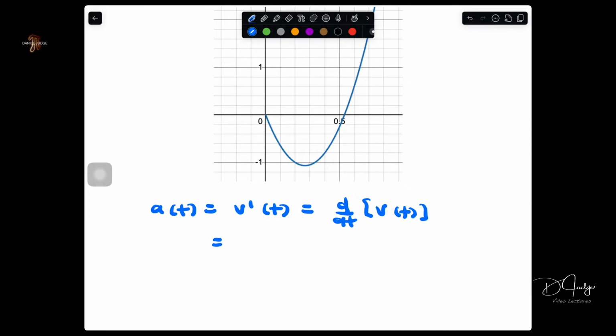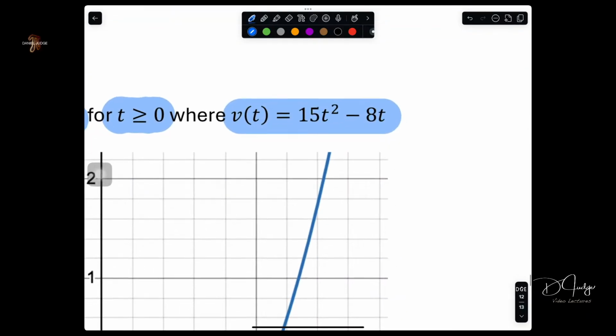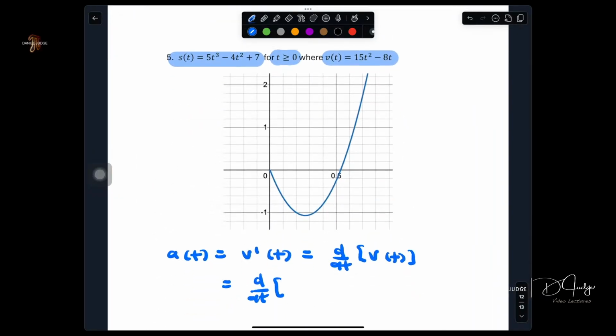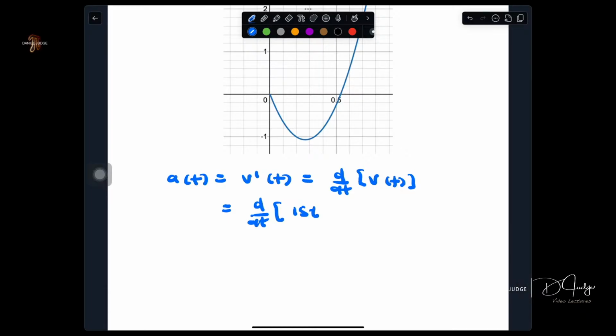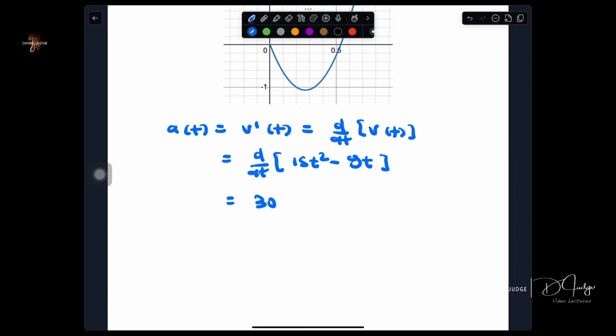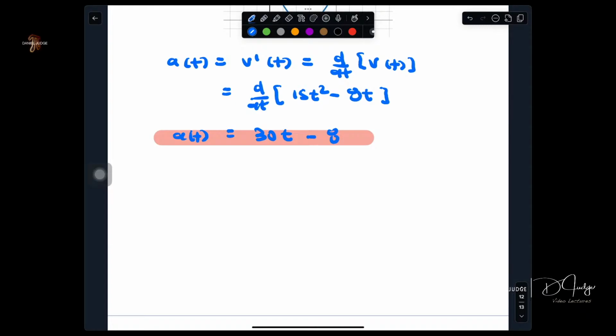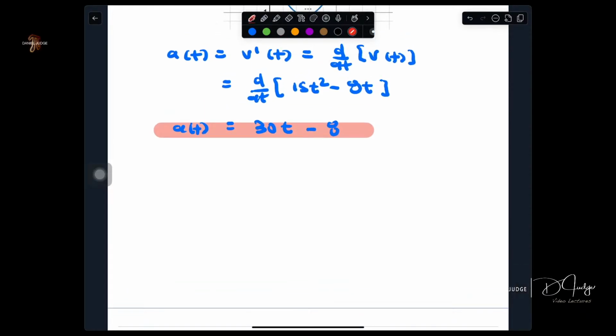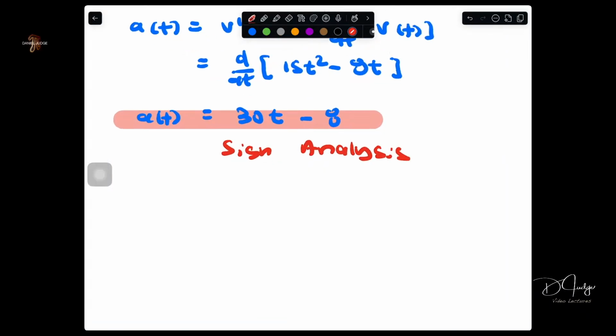I'll give you every detail. Velocity is 15t squared minus 8t. When I differentiate, we get 30t minus 8. Here's our acceleration function. This is what we have to perform sign analysis on. So you've got sign analysis on the acceleration function.